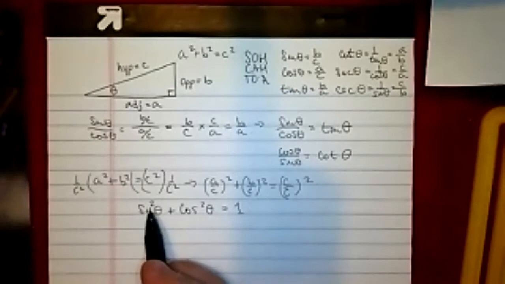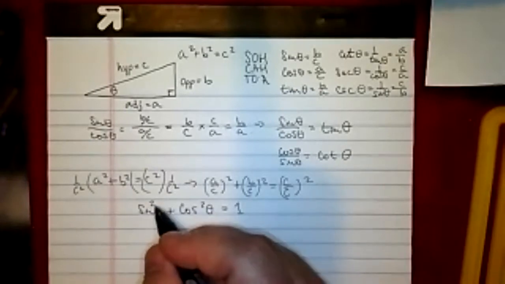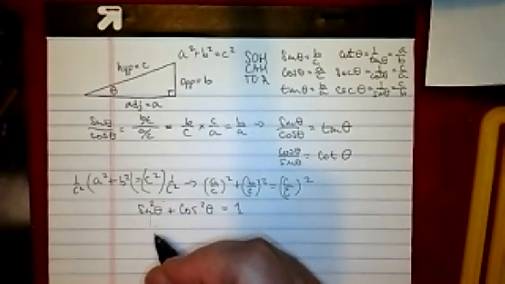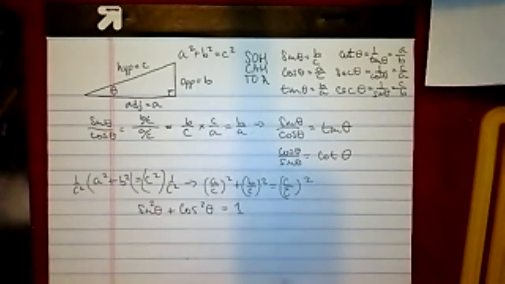And notice how you write the exponent on the trig function. You write it on the word, not on the theta, because that could be confused with whether you're taking the square of the thing inside of the sine or the square of the whole thing. So that's another identity that's very helpful. This is one of the Pythagorean identities.